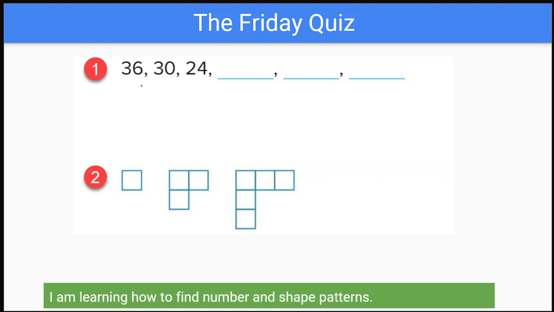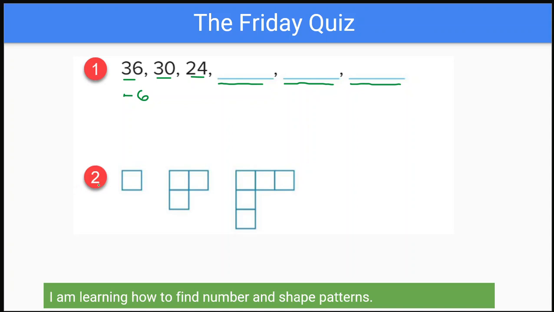Kids, here's what you're going to see on the Friday quiz. You start off with 36, and then it goes down to 30. Then it goes down to 24. What's the rule so far? Do you know? Right. It looks like the rule right here is take away 6. So if you took away 6 here, you'd get that answer. If you took away 6 from that, you'd get this answer. If you take away 6 from that, you get this answer.